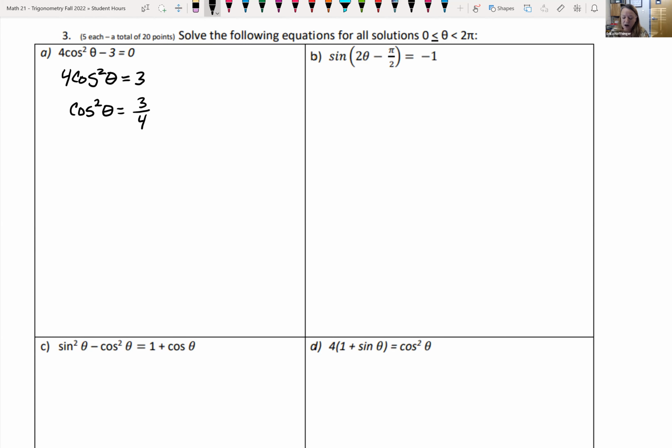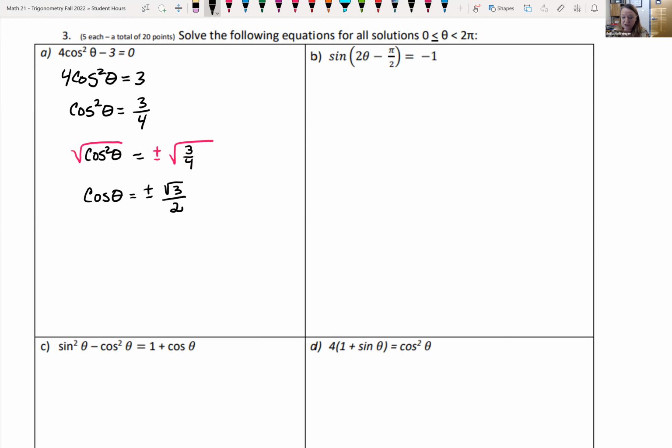So in here, I have cosine squared theta, and I want cosine theta. And so in order to get cosine theta, I can use the square root method and take the square root of both sides of my equation. So I get the square root of cosine squared theta is equal to plus or minus the square root of 3/4. So cosine theta is equal to plus or minus the square root of 3 all over the square root of 4, which is 2.